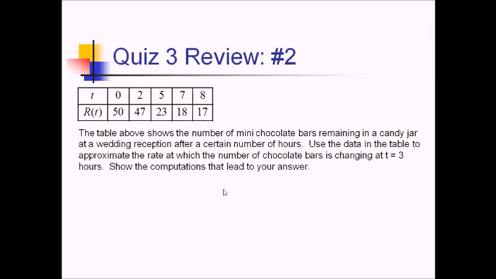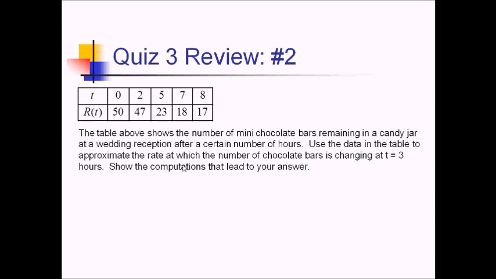For this next problem, we have a table here showing the number of mini chocolate bars in a candy jar at a wedding reception after a certain number of hours. We want to use the data in this table to approximate the rate at which the number of chocolate bars is changing at time 3 hours, and then show your computations leading to your answer.